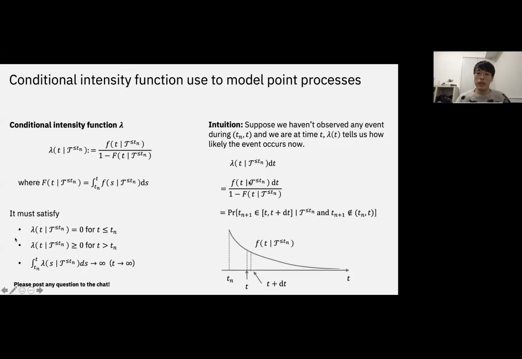So by using the conditional intensity function rather than the probability density function, we can tell at any time t how likely the next event occurs. And in the community of point processes, this specification of a point process is more intuitive than the probability density function. Therefore, this conditional intensity function is often used to specify a point process.